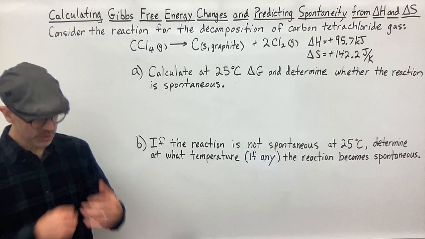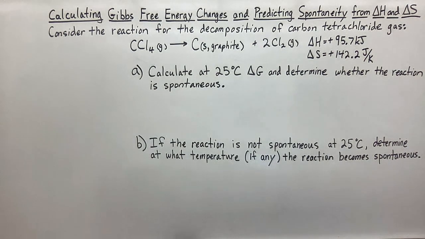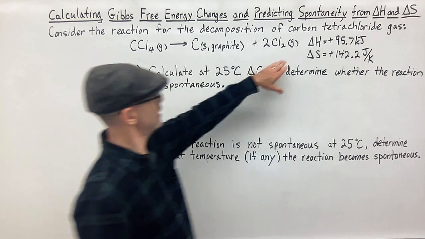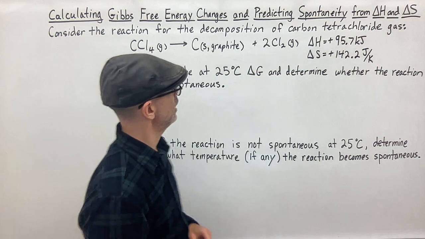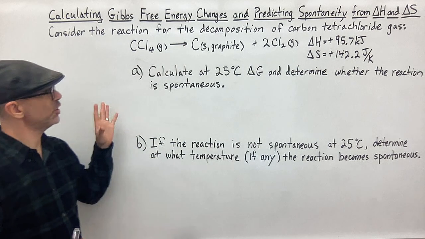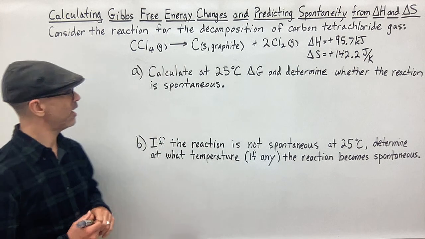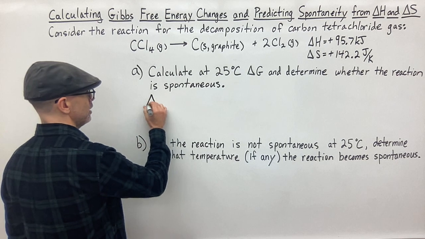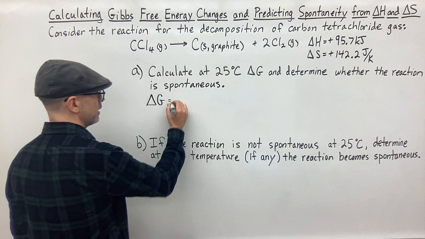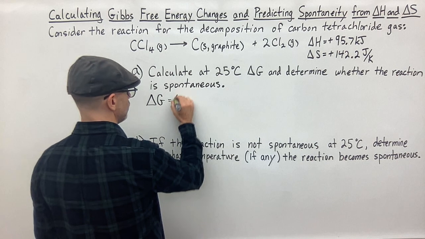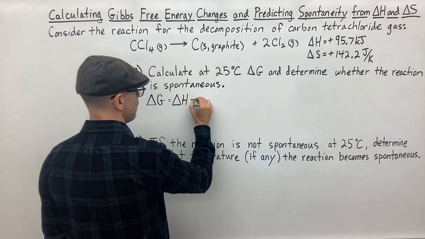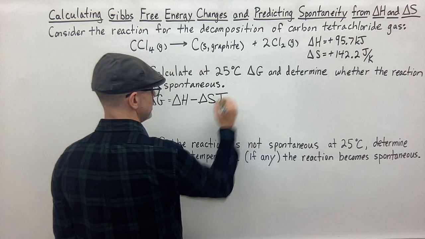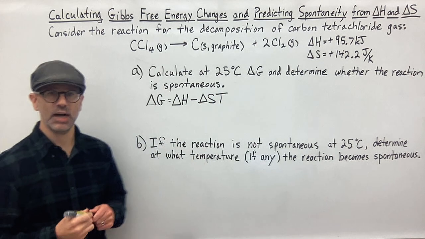And so they're giving us the delta H and the delta S. They're both positive. So we're going to use the following equation for delta G. So the delta G we're going to calculate is equal to delta H minus delta S multiplied by temperature. And again, the temperature is in Kelvin.